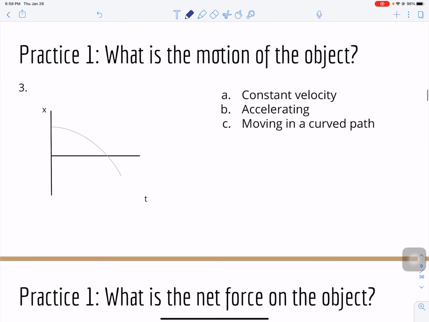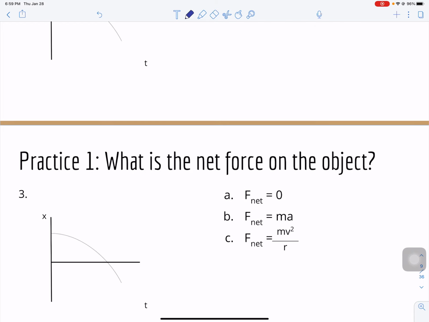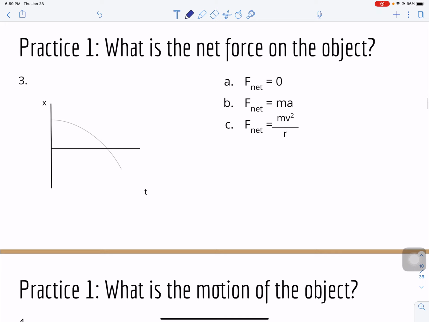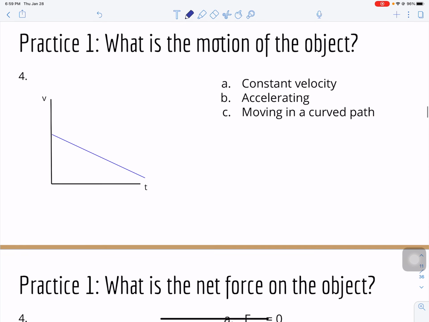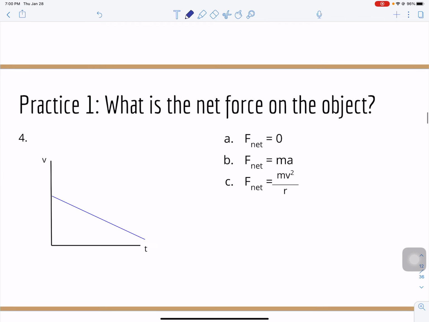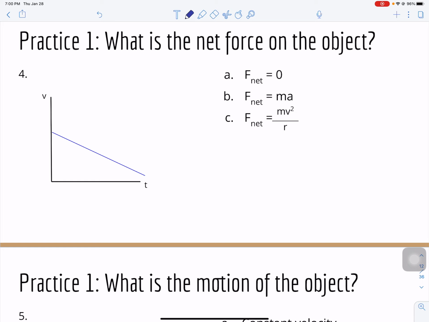Number 3, with this graph, what is the motion of the object? Okay, with this motion, what is the net force on the object? Okay, for this graph, what is the motion of the object? And for that motion, what is the net force on the object?